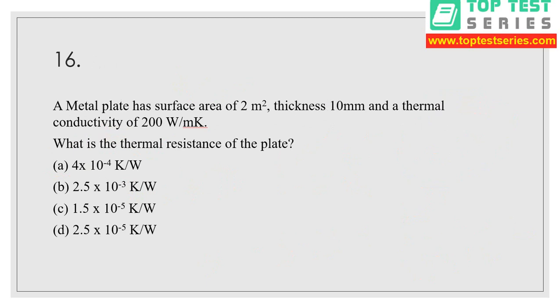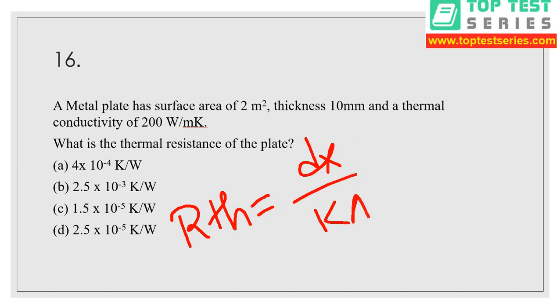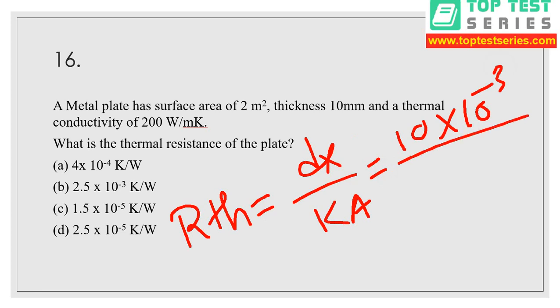Question number 16. A metal plate has surface area of 2 meter square, thickness 10 mm and thermal conductivity of 200 watt per meter Kelvin. What is the thermal resistance of the plate? So we have to find out thermal resistance of the plate. We know that for finding out thermal resistance, there is a formula R_th is equal to dx by KA. We have given thickness 10 mm. We have to convert this into meter. Therefore, you have to multiply this term with 10 to the power minus 3, right?